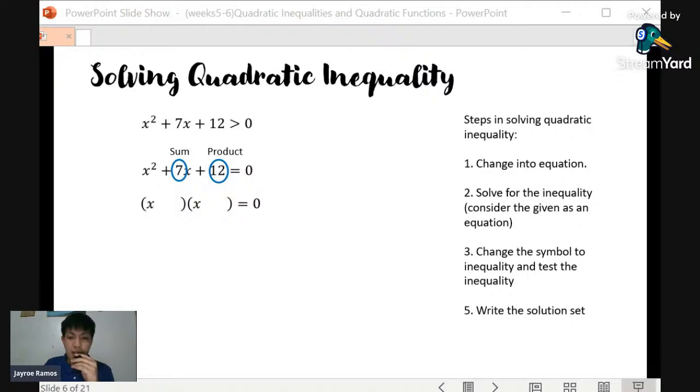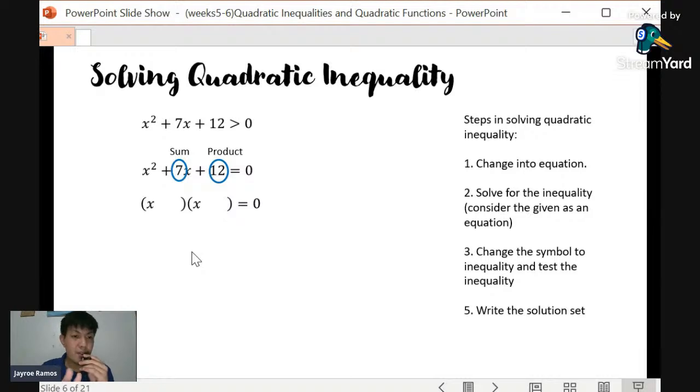So, the answer here is 3 and 4, no? So how did it become 3 and 4? I said the sum is 7 and then the product is 12. So 3 plus 4 is 7 and 3 times 4 is 12. Okay? So the two numbers are correct.